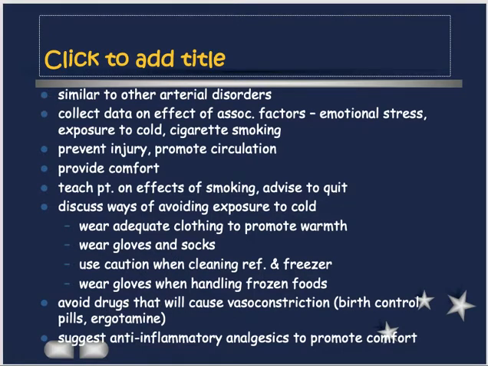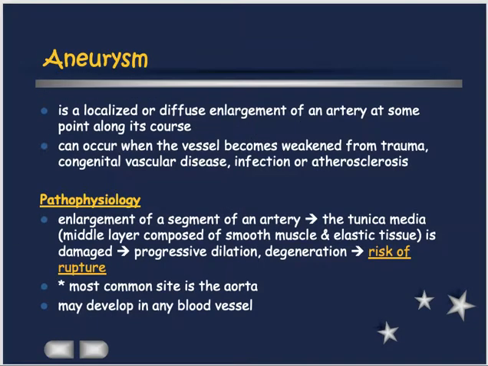Suggest anti-inflammatory analgesics to promote comfort. Okay, the last thing we are going to discuss in this lecture is aneurysms, and it's a very important topic. Now, an aneurysm is a localized dilatation or protrusion of any vessel. We call it an aneurysm. Aneurysms can be anywhere, even in the brain. One aneurysm, which is again a favorite MCQ question for many exams, is called Berry's aneurysm.